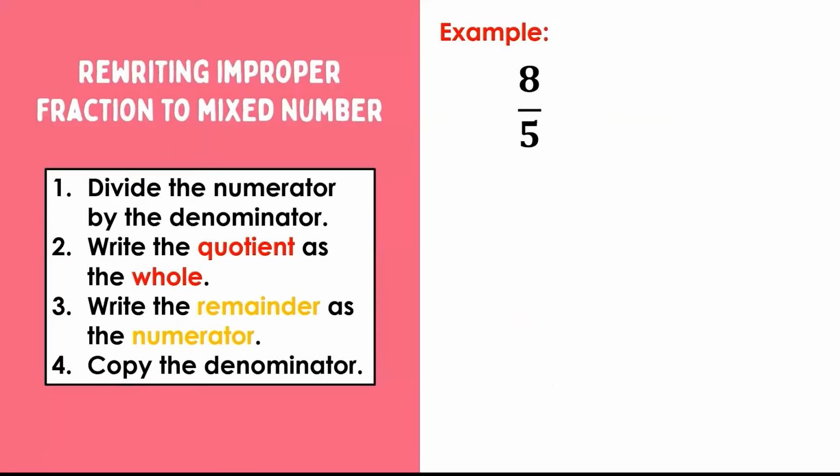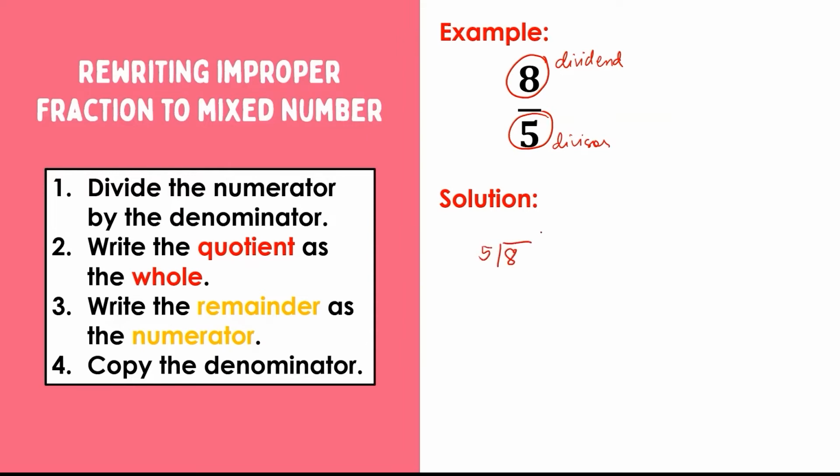Let's take a look at this example. To rewrite 8/5 into a mixed number, we have to divide the numerator by the denominator. The numerator will be our dividend, and the denominator will be our divisor. So, we will have 8 divided by 5.